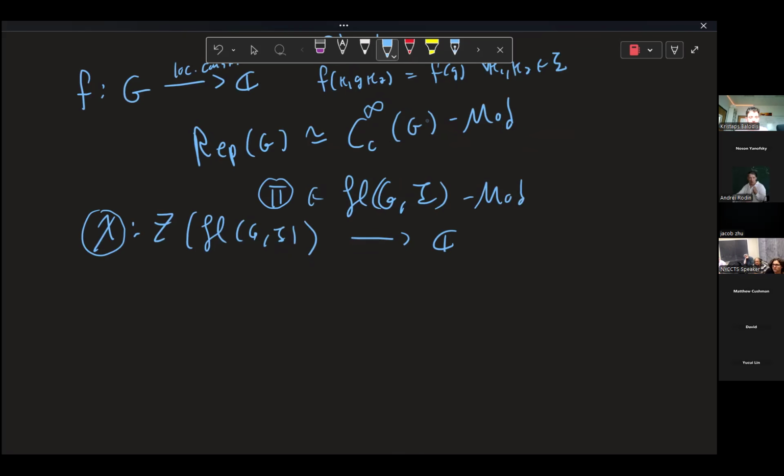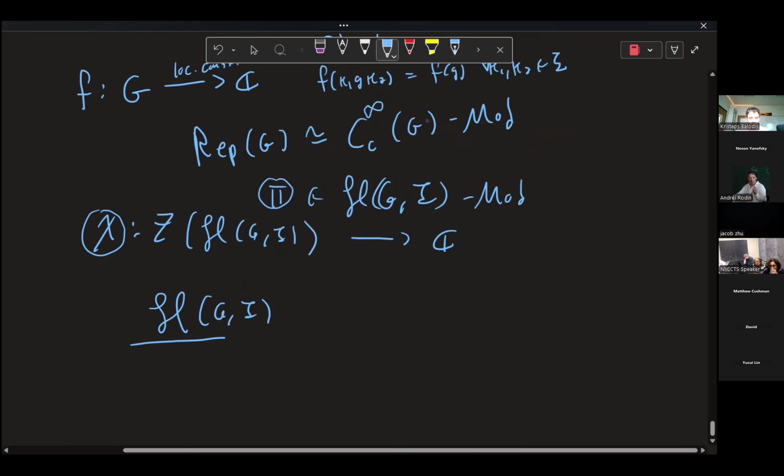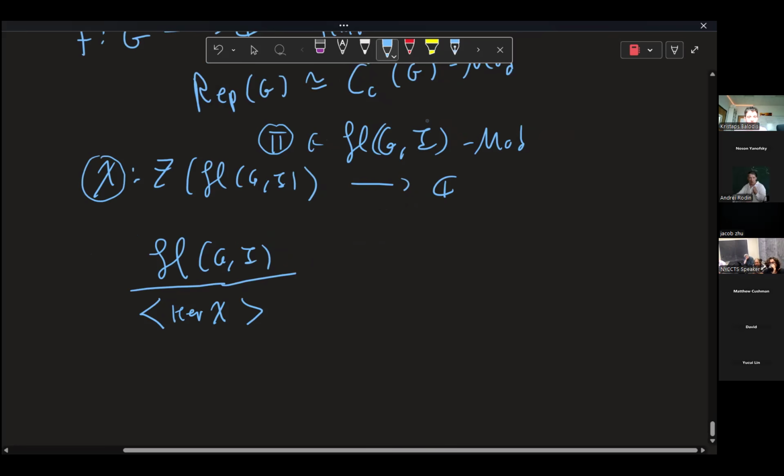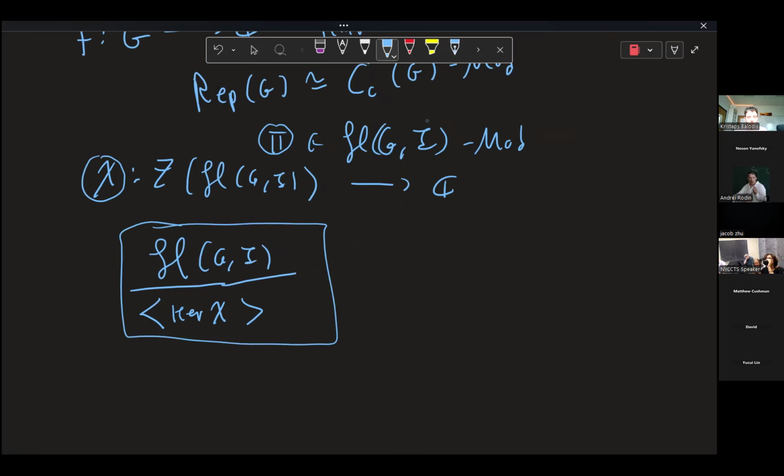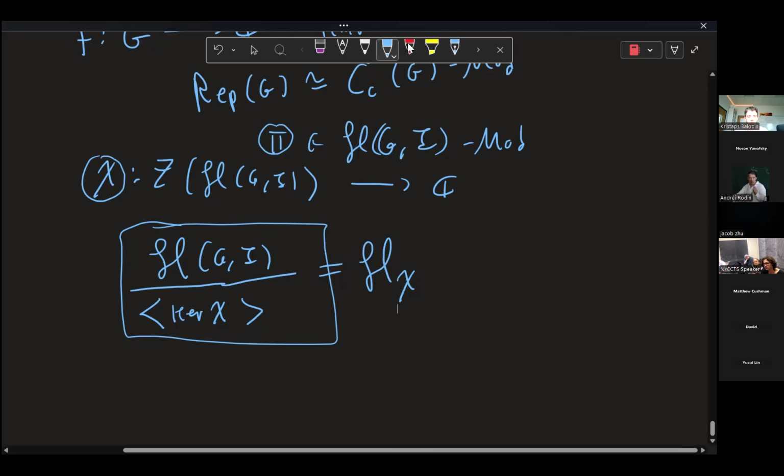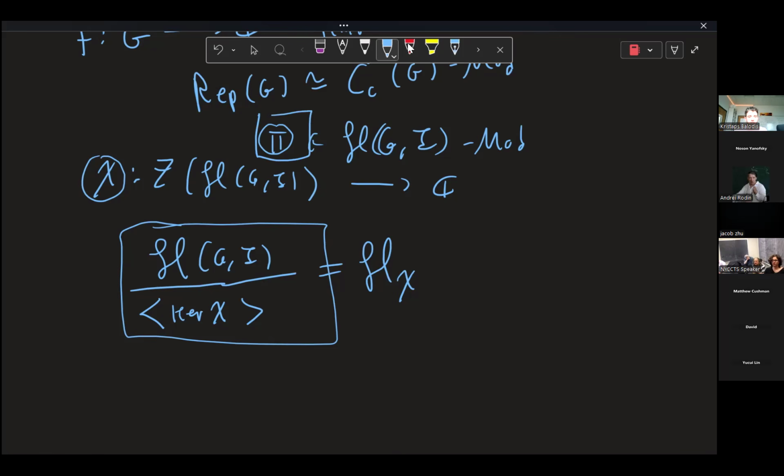And if you look at the ideal generated by the kernel of this character, and you take the quotient of your ring, the point is that the irreducible representations, let me introduce some notation, I'll call this H sub chi for short. The irreducible representations of the full algebra with central character chi will be exactly the irreducible representations of this quotient algebra.